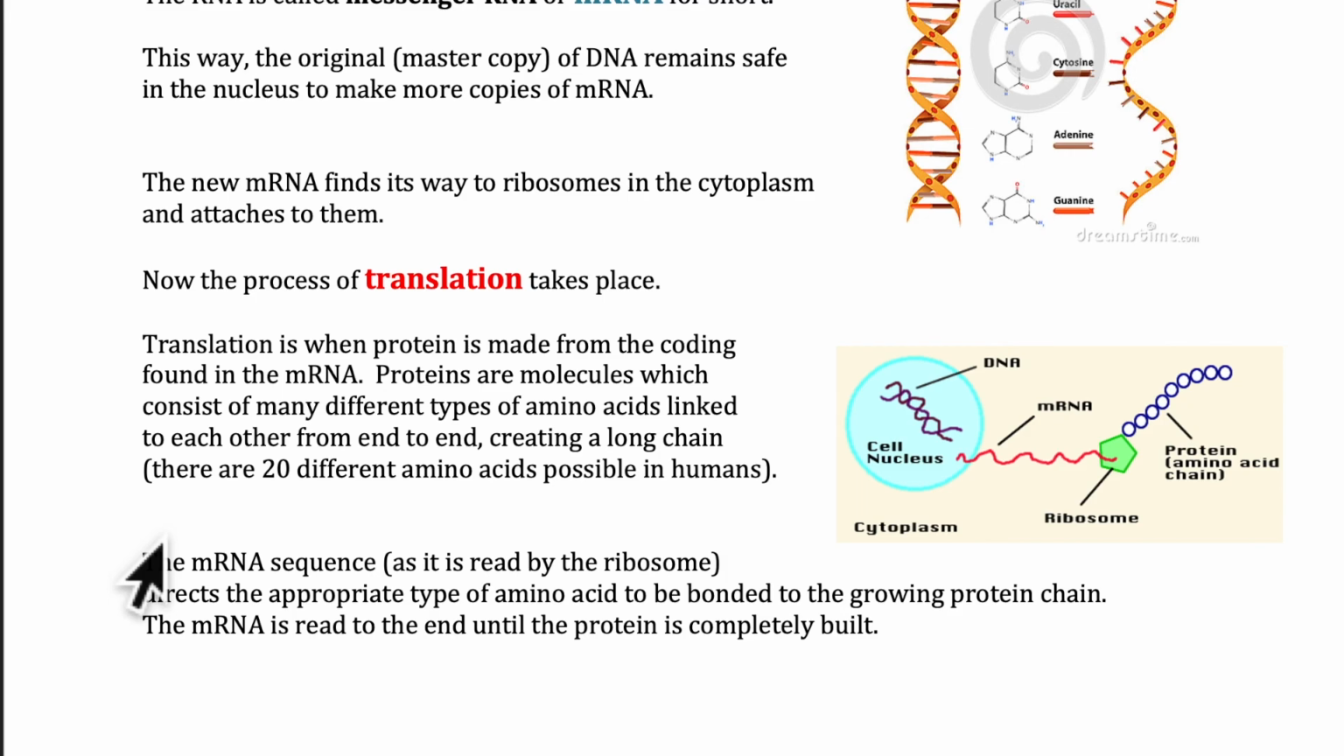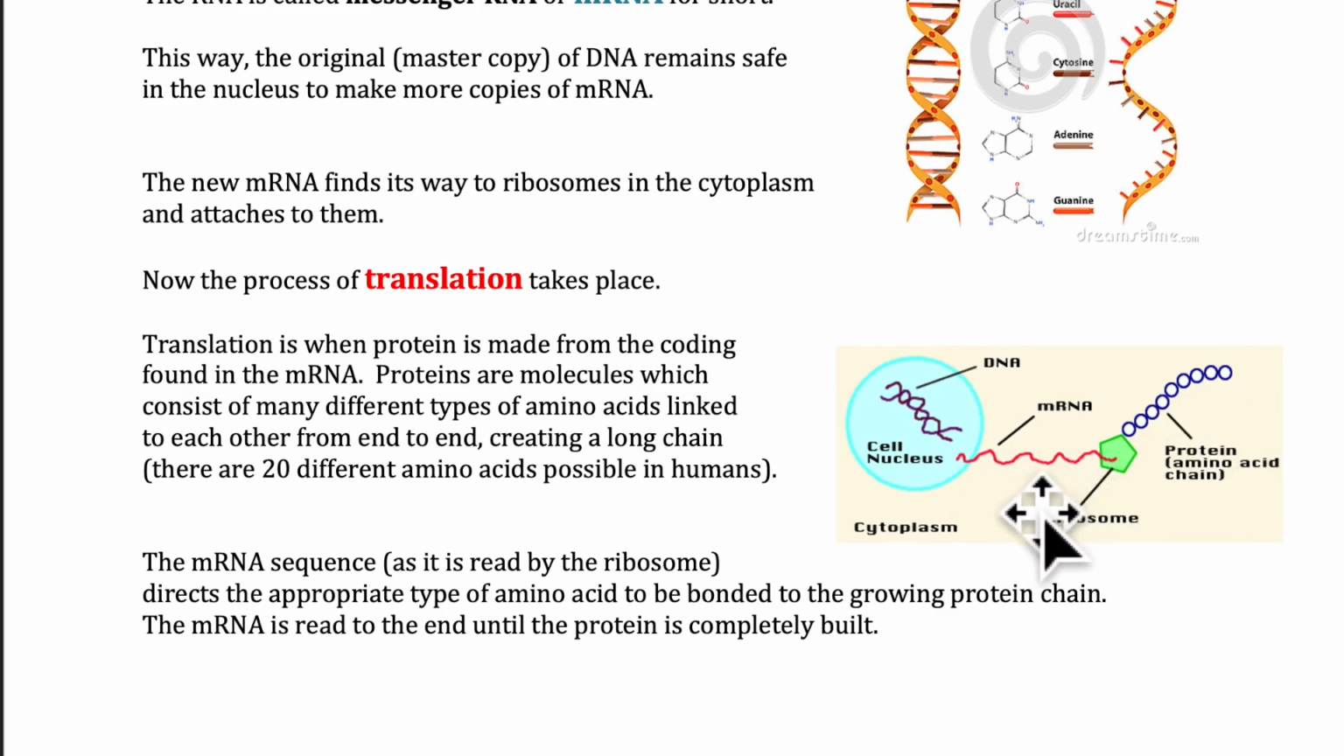So, translation is when protein is made from the coding found in the mRNA. Proteins are molecules which consist of many different types of amino acids linked to each other from end to end, creating a long chain. And there are 20 different amino acids possible in humans.